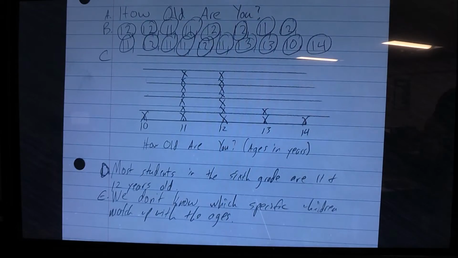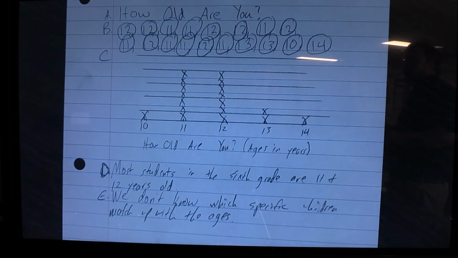They've already come up with their questions, and they come up with a lot better ones than I did. Some of the students come up with things like, how many pets do you have? How many siblings do you have? How long do you play video games each day? How long do you spend outside each day? They come up with some really good questions. This one, how old are you? It's not really a good one, but just for demonstration purposes, it does at least allow me to show you what you're supposed to do.